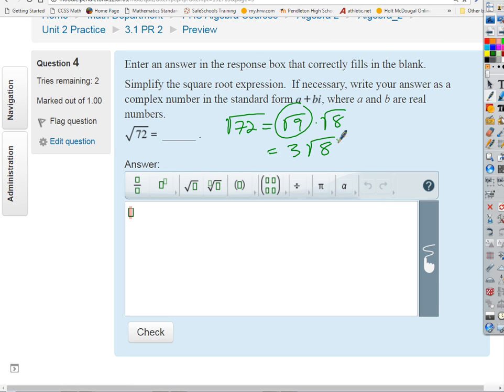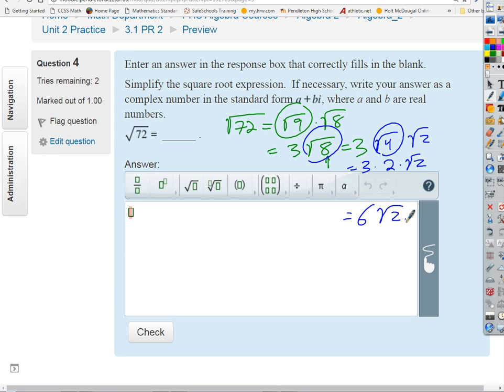But then we'd have to ask ourselves, okay, well now we've got an 8 under the radical. Can I go further? Well, yeah, 4 goes into that. So I could write the square root of 8 as the square root of 4 times the square root of 2, and the square root of 4 becomes a 2. So then I just end up with 3 times 2 times the square root of 2, and 3 times 2 is 6. So my answer is just 6 times the square root of 2.